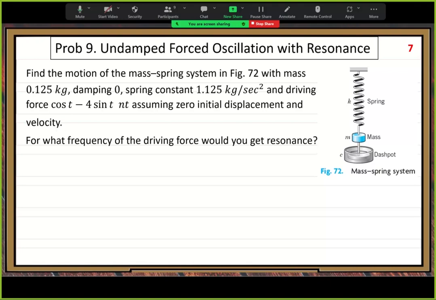But for this question, what frequency of the driving force? That means we need to put omega back, because omega won't be this one. We need to calculate that omega, the point causing the resonance. Under what situation does the resonance occur for omega? The situation is like this. Because when you find the y solution, at the end you need to find y of t.